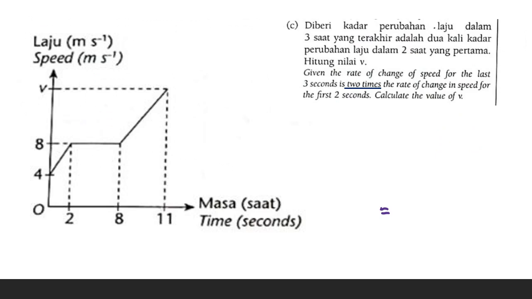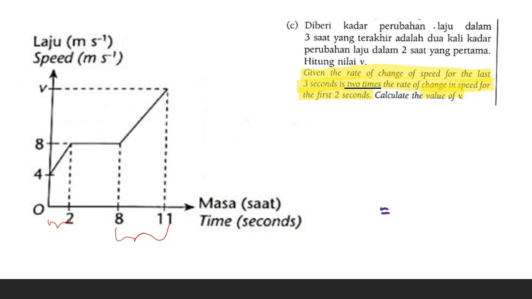Okay, next for C. Given the rate of change of speed for the last 3 seconds is 2 times the rate of change in speed for the first 2 seconds. The last 3 seconds is where? This is the last 3 seconds. Okay, and then the first 2 seconds, this one. Okay, there is a relationship over there, 2 times.